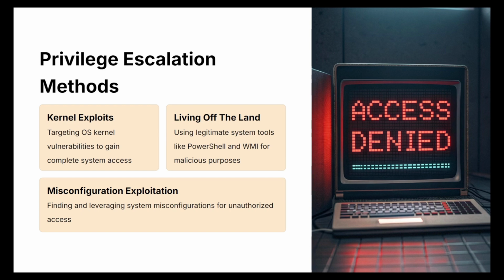Then there is the living off the land approach. Instead of bringing in external tools, which might trigger security alerts, attackers use built-in system utilities like PowerShell, WMI, or Task Scheduler to move laterally, execute code, or escalate privileges. These tools are trusted and often overlooked by security solutions, making this method effective. Finally, we have misconfiguration exploitation, which is all about identifying weak spots in how a system is set up. This could be overly permissive file or directory permissions, services running with excessive privileges, or missing security controls. Attackers take advantage of these oversights to escalate their access without even needing a traditional exploit.